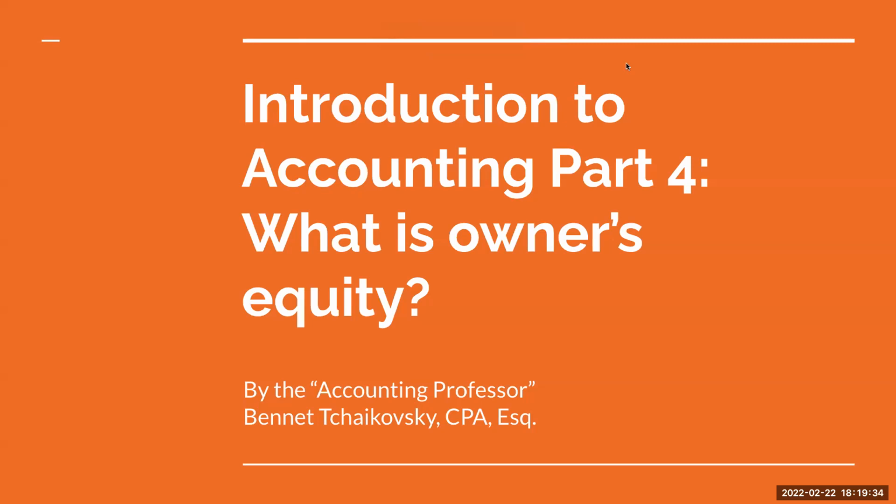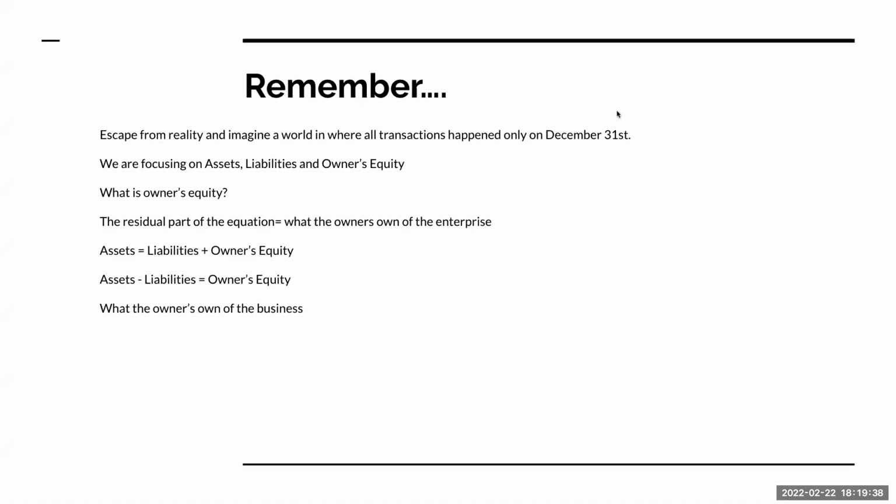This is part 4, or what is owner's equity? So remember, what we're going through and doing is we're looking at just the balance sheet equation, or assets equals liabilities plus owner's equity. We're going to go through and look at each one of these different items individually, and then we're going to start getting into transactions.